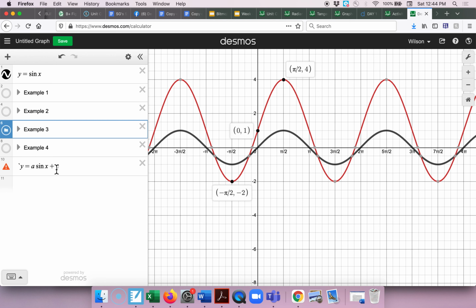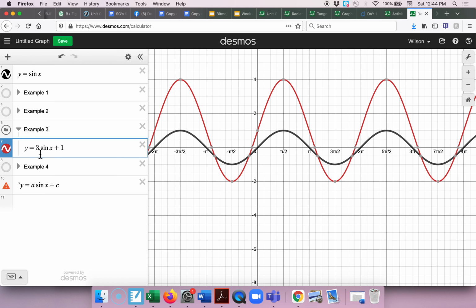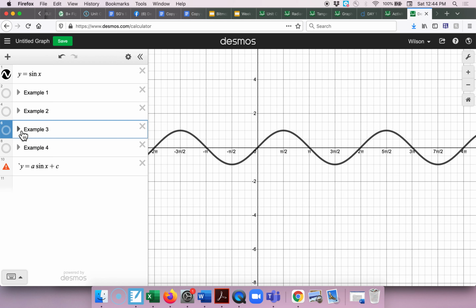So in this case, I found C first, and then I used C to help me find A. That's generally how I like to do it, but it's not the only way it can be done. All right, so let's look at the equation. See that our A value was 3 and our C value was 1. And you see how we found that, we looked where the middle is. Even though it didn't start at 0, 0, it started at the midline. So if your y-intercept is on the midline, that's another way to tell it's a sine graph. Your y-intercept is on the midline. All right, one last example.